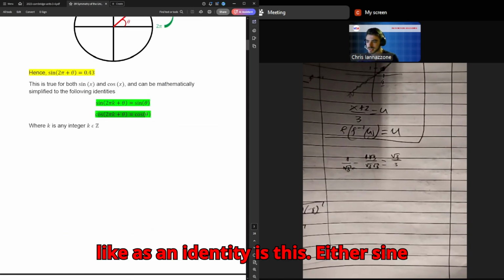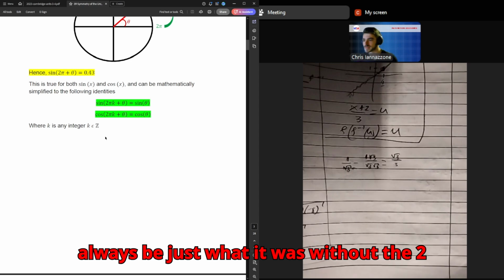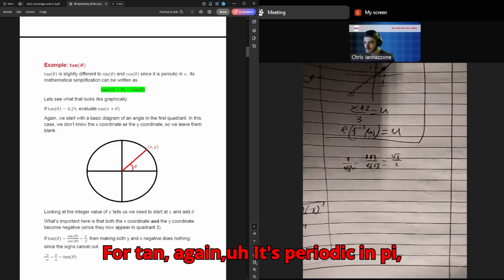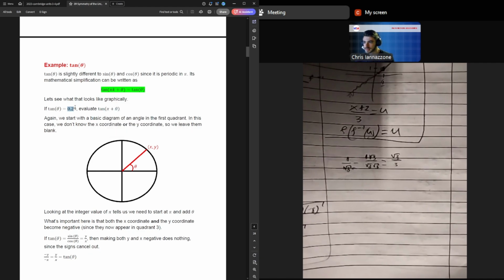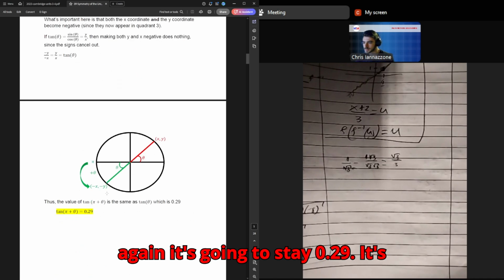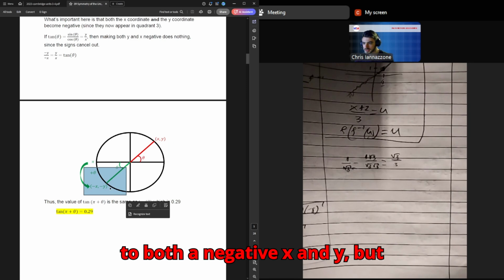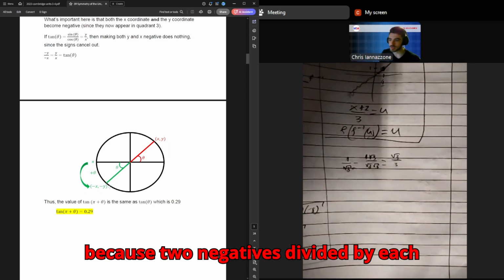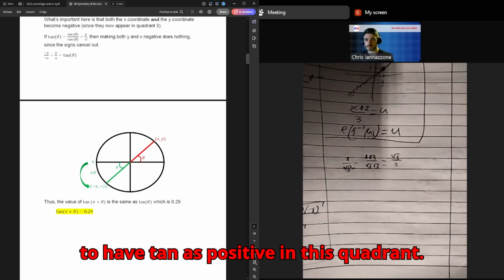So what that looks like as an identity is this. Either sine or cos of 2 pi k plus theta will always be just what it was without the 2 pi k. For tan, again, it's periodic in pi. And so if I want to know tan of pi plus theta, again, it's going to stay 0.29. It's going to shift from being a positive x and y to both a negative x and y, but because of two negatives divided by each other, sine divided by cos, you're going to have tan as positive in this quadrant.